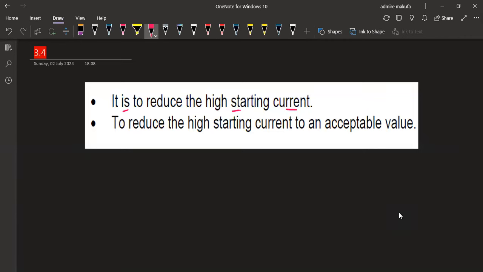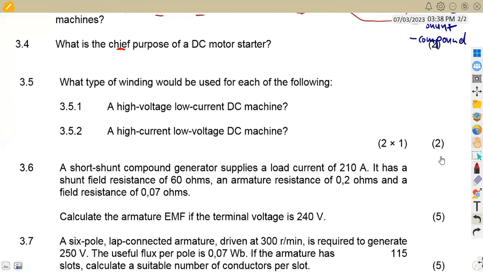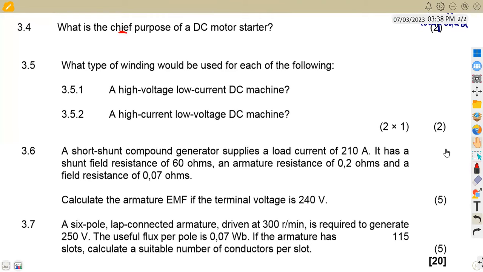Remember, when I talk about these DC motors, the current is so high. So the DC motor starter is there to reduce the high starting currents to an applicable value. This is one and the same thing: to an applicable value, you are reducing the current. That is the major part, or the chief reason for us having a DC motor starter in this case.